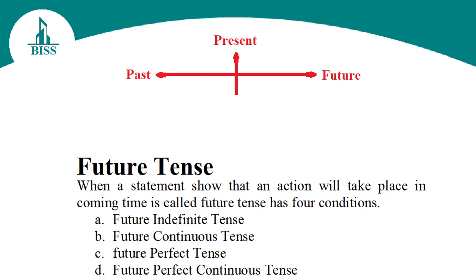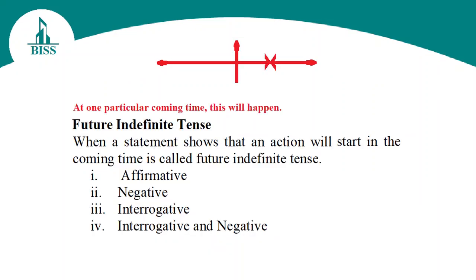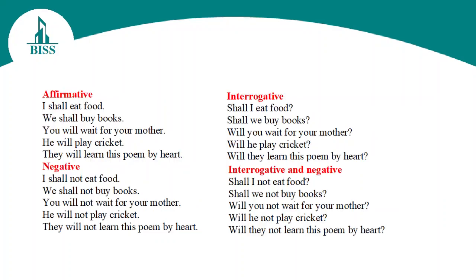Future tense. When a statement shows that an action will take place in coming time is called future tense. It has 4 conditions. Future indefinite tense. When a statement shows that an action will start in the coming time is called future indefinite tense.